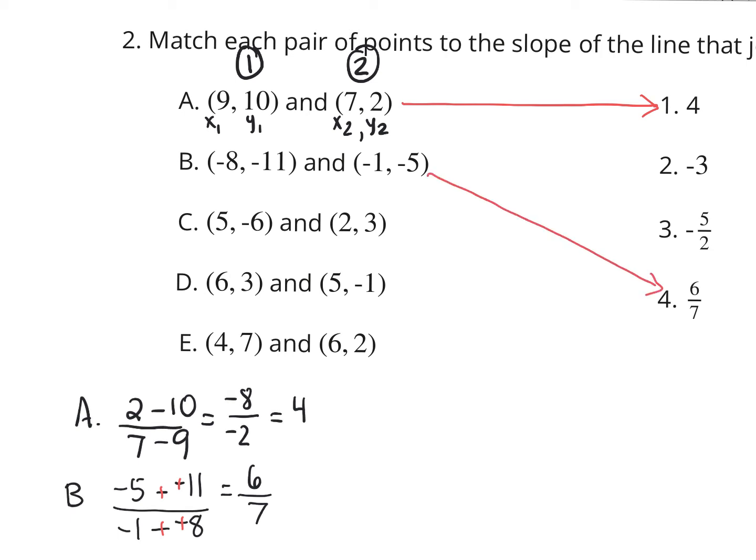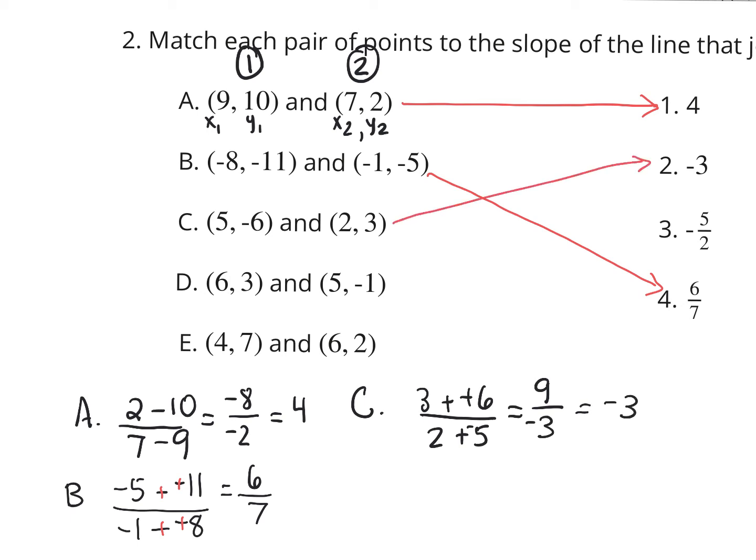The third one, for letter C, I'm going to have 3 minus -6 over 2 minus 5. Minus a negative gives me a plus, which would be 9 over 2 minus 5, which is the same as 2 plus -5. So that's 9 over -3, which turns out to be -3. So we'll connect that here.